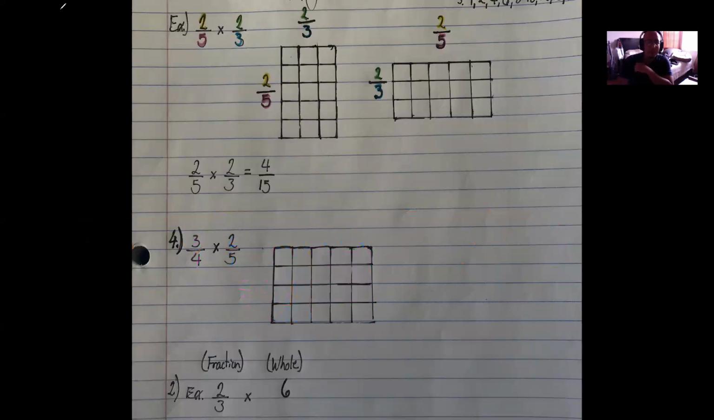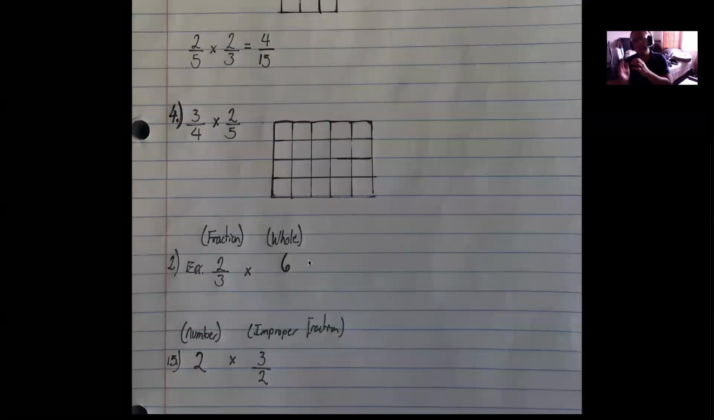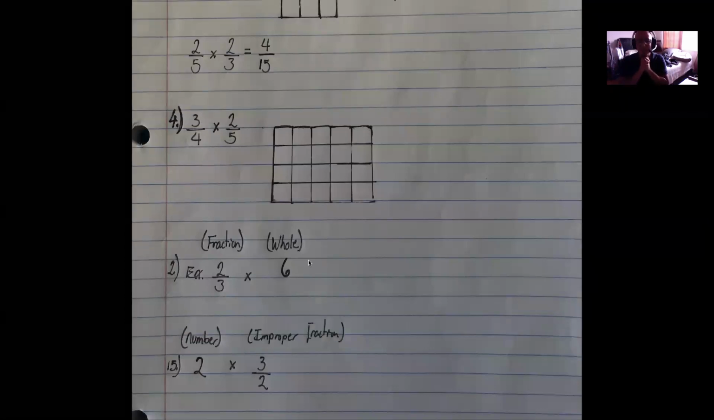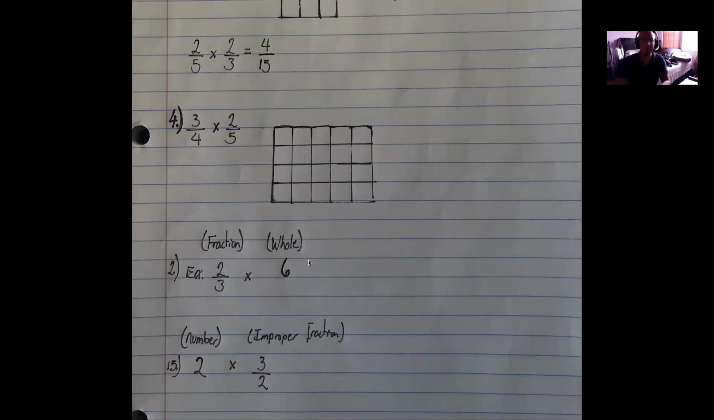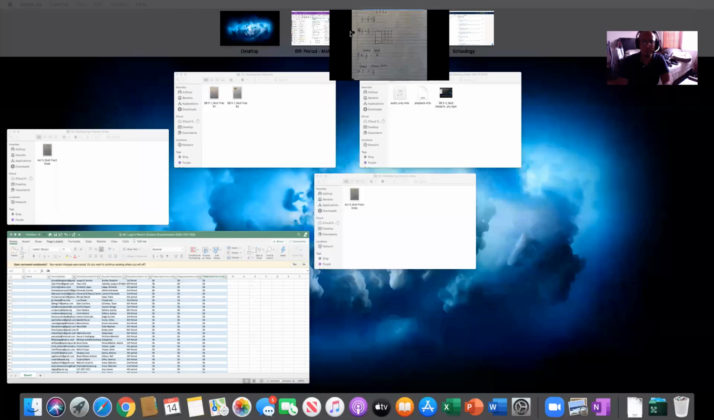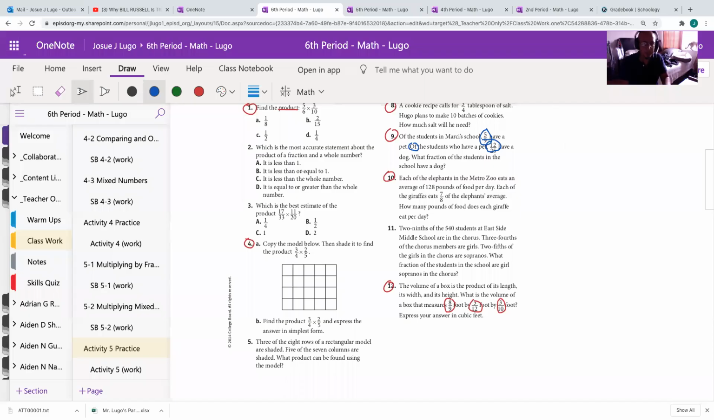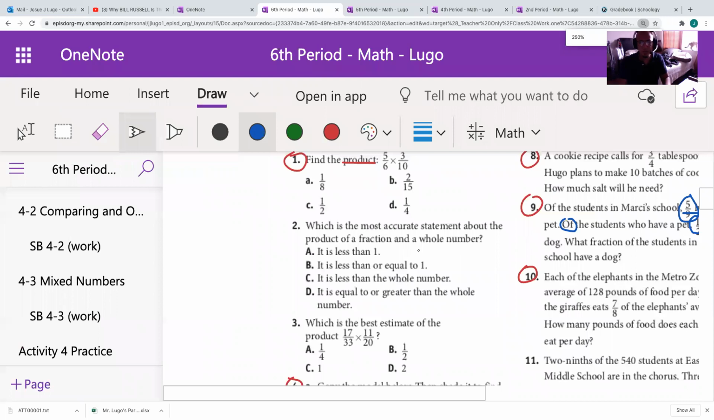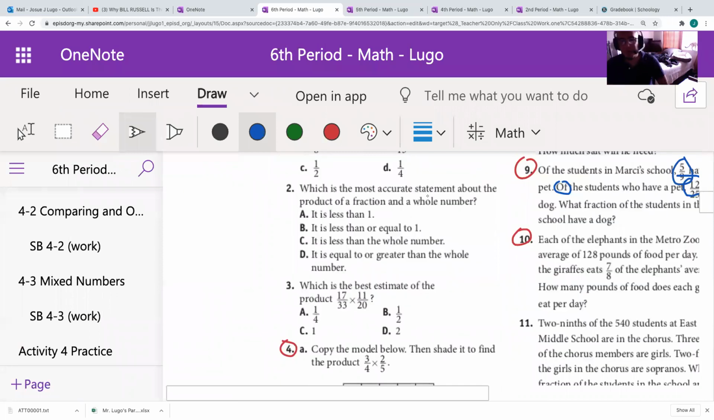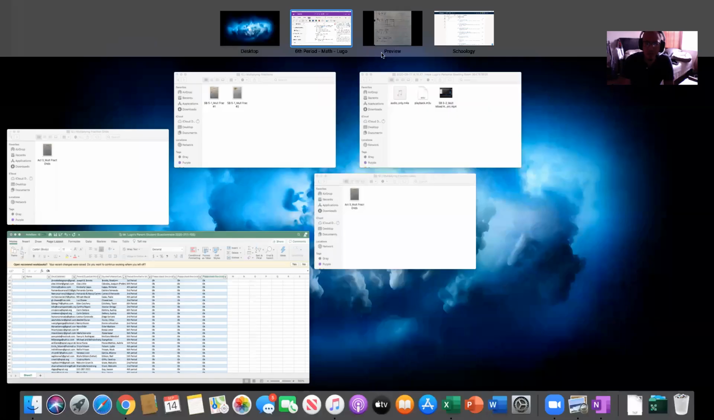Moving on. Even though we don't have to do numbers 2 and 5, there are two truths that I want you to understand. So number 2, if I go to number 2 in our textbook. So here we are, number 2, and let me zoom in. Number 2 reads, which is the most accurate statement about the product of a fraction and a whole number? Firstly, ladies and gentlemen, product means multiplication. So we're going to be multiplying a fraction and a whole number. So let's pick a fraction, and specifically a proper fraction.